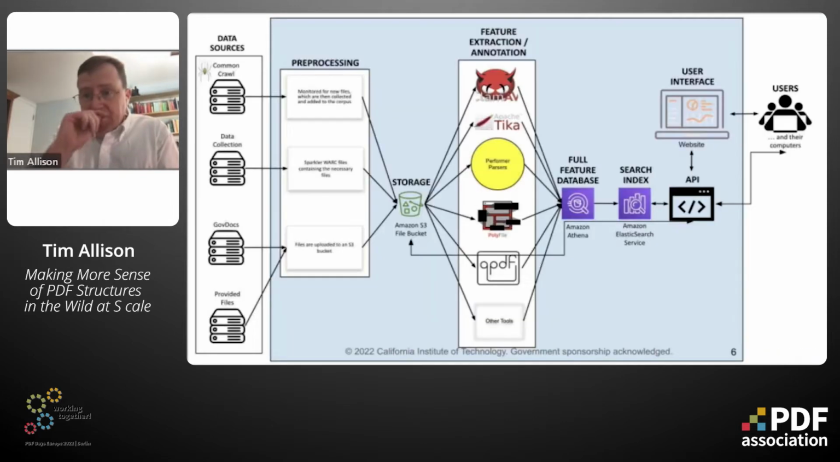So this is the overall view of the notion of the file observatory, which is we have a bunch of different data sources. We throw a bunch of different parsers against those files. We store intermediate results in a database and then make that all searchable via Elasticsearch.